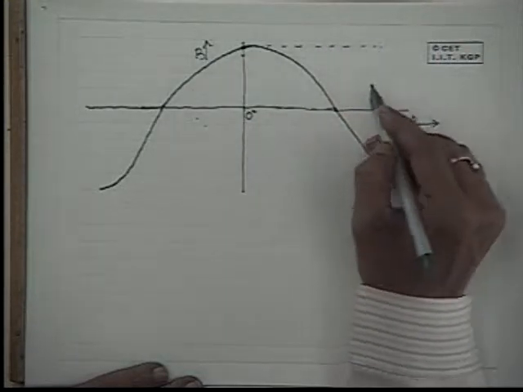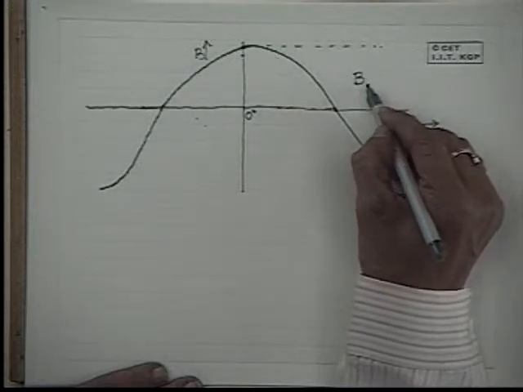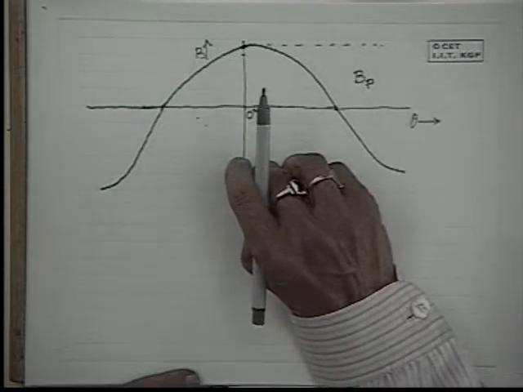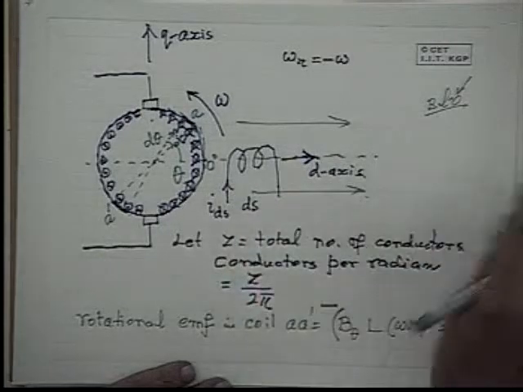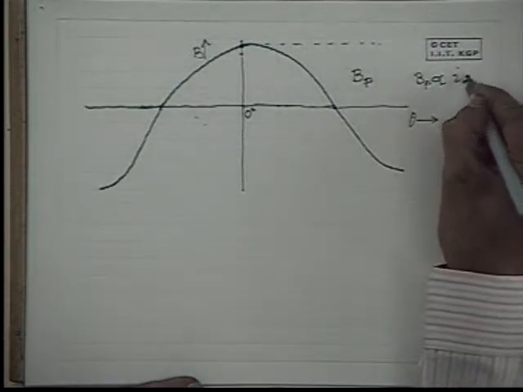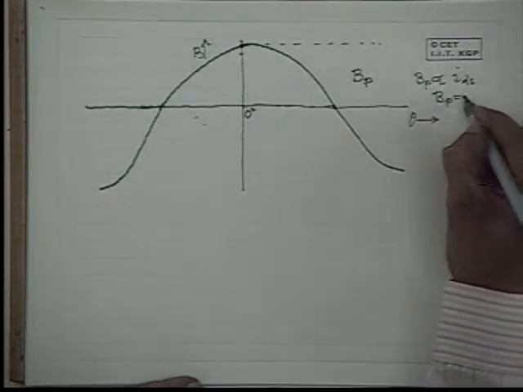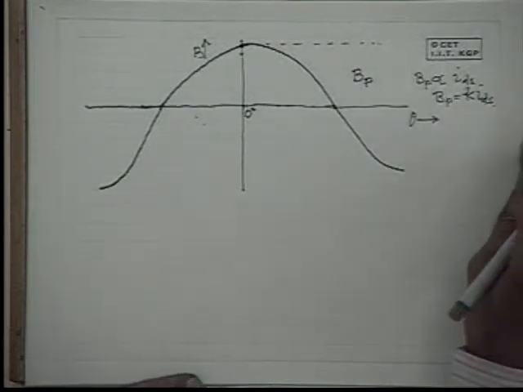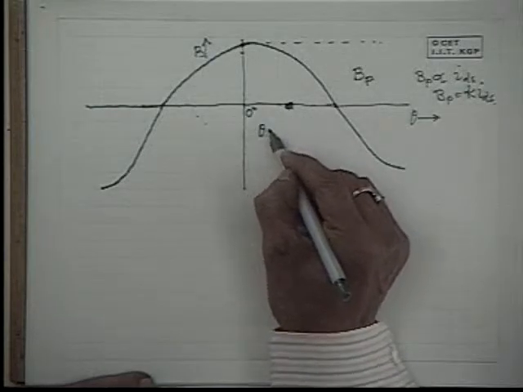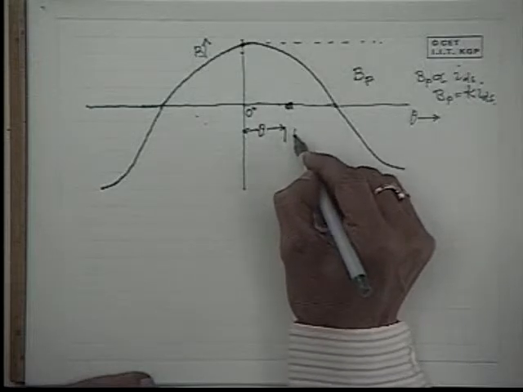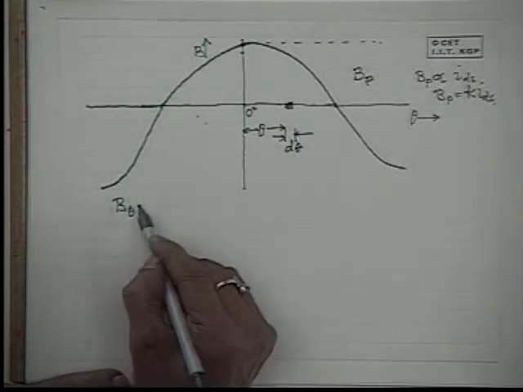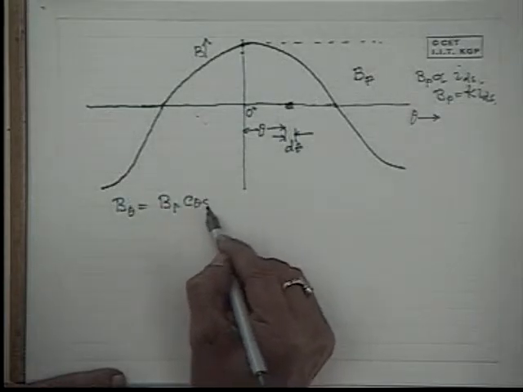Let this height be BP. Now this BP, the maximum height of this flux density distribution, is related to IDS. That is, BP will be proportional to IDS, that is BP will be equal to some constant K into IDS. Therefore, B theta, at an angle theta with the small incremental angle d theta, will be BP cosine theta.